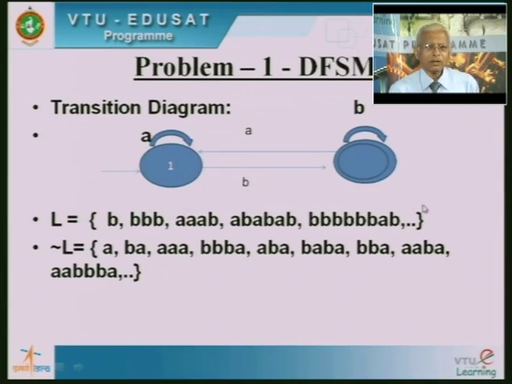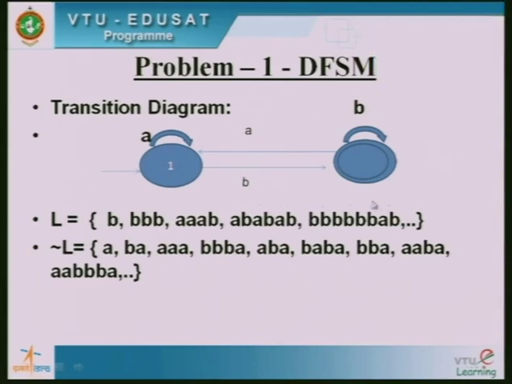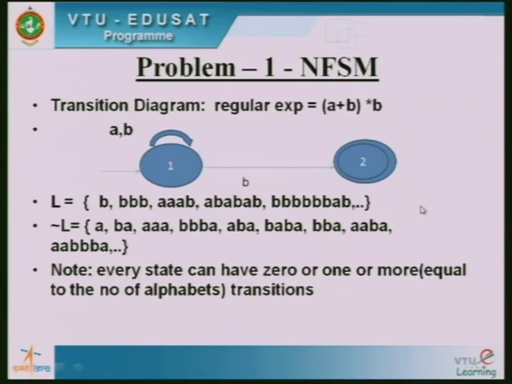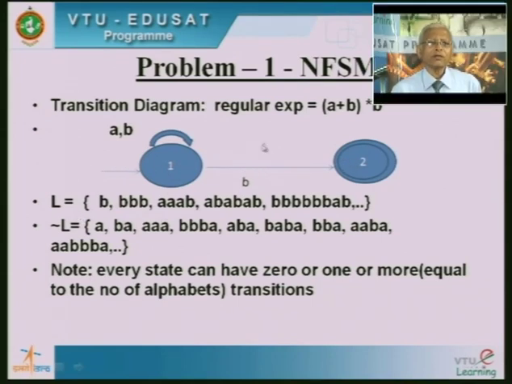Now, how will a non-deterministic finite state machine look? It will look like this. Why? Because it should end in B: (A plus B) whole star, any combination of A and B, including the zero combination, followed by ending with B. So that should be accepted. If you understand the regular expression, it is very easy to write a non-deterministic finite state machine.